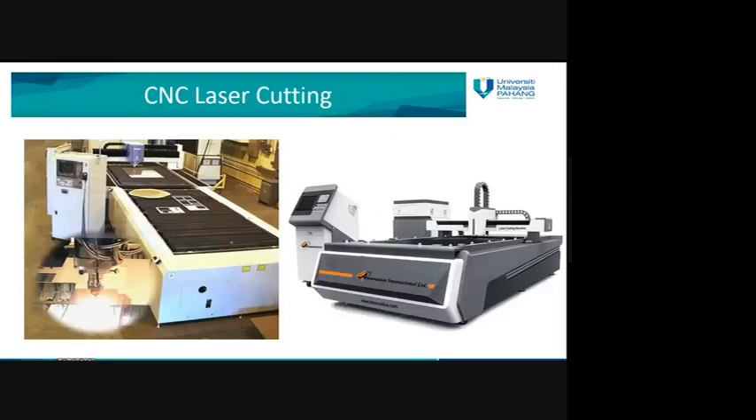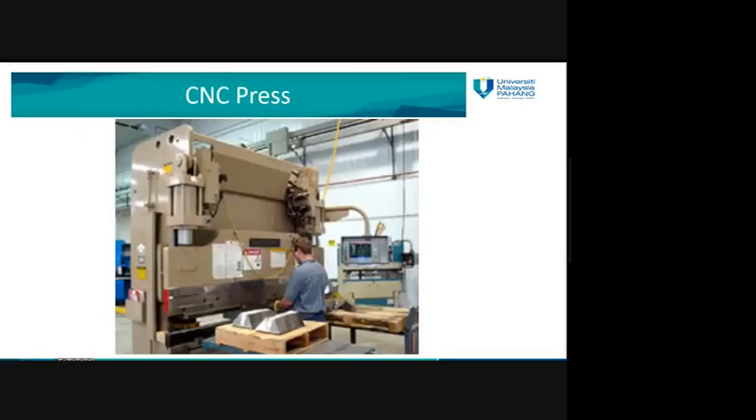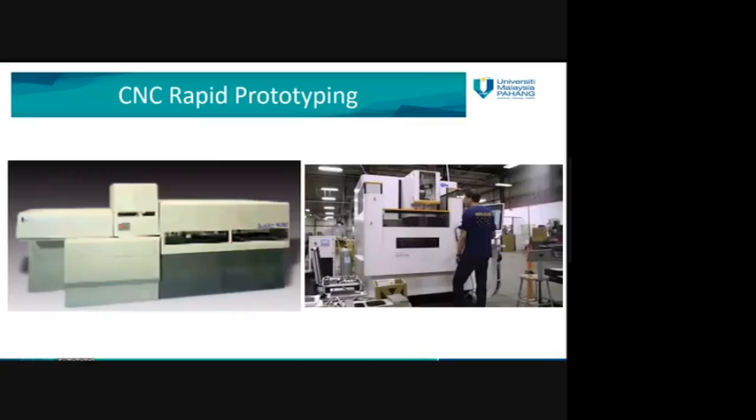This CNC laser cutting is used to cut materials or metals by using a laser. Plasma cutting, press, rapid prototyping. To produce the prototype, you already have the product, you make a design in 3D, and you send it to this machine to get the prototype of your product.